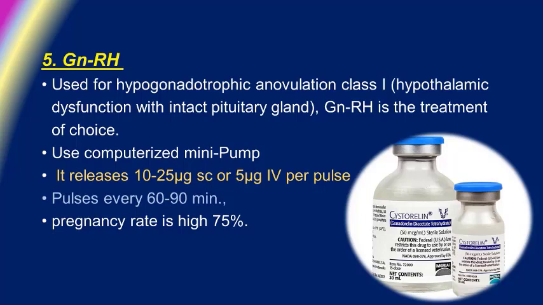So we use a computerized mini pump. It releases 10 to 25 micrograms subcutaneously or 5 micrograms IV per pulse. The pulses are every 60 to 90 minutes, every 1 hour or 1.5 hours. The pregnancy rate is high, about 75% in this group.